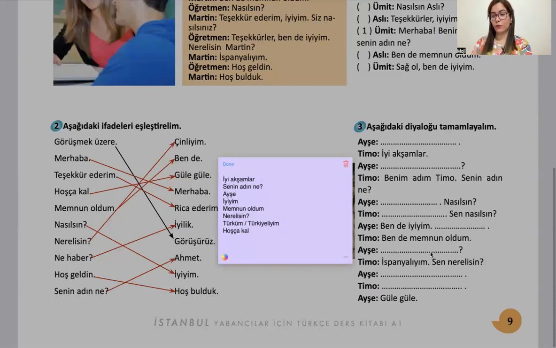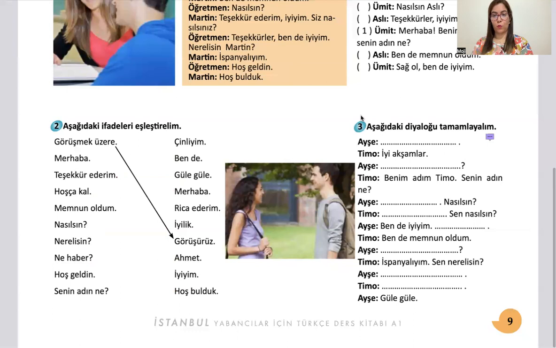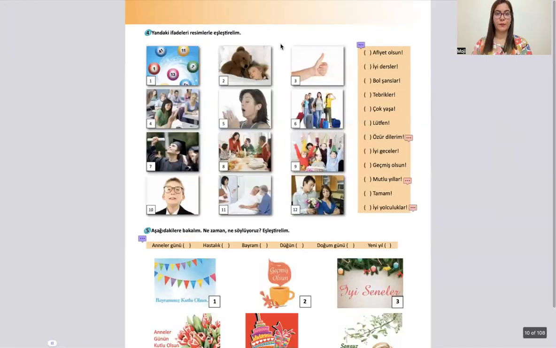Ayşe: Nerelisin? Where are you from? Timo: İspanyalıyım. Sen nerelisin? I'm from Spain. I'm Spanish. Where are you from? Ayşe: Türk'üm. Türkiye'liyim. I'm Turkish. I'm from Turkey. Ayşe, hoşça kal. Timo, hoşça kal. Ayşe, güle güle. Goodbye. Timo says goodbye and Ayşe, who is staying, says güle güle, goodbye. Well, that's all for this page. Let's move on.